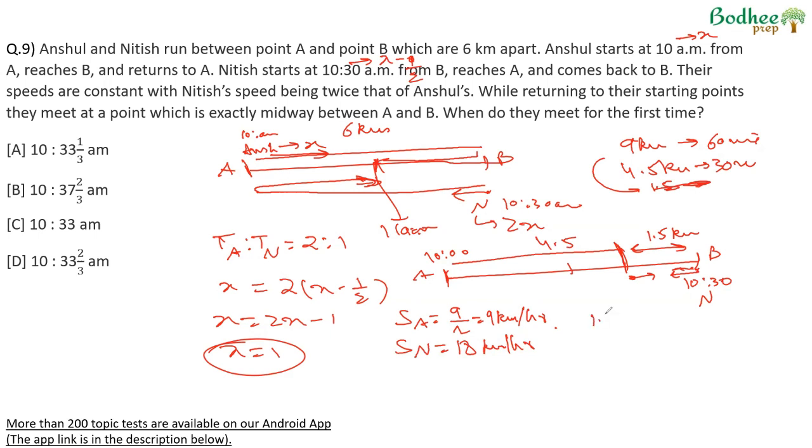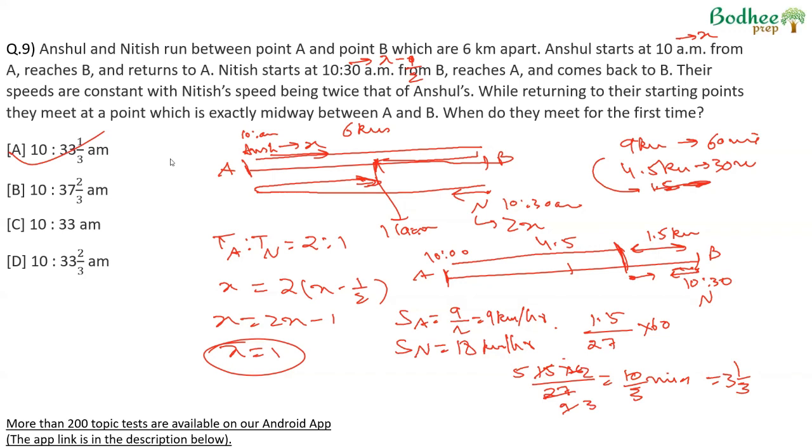So to cover a distance of 1.5 kilometers, the relative speed is 27, so the time is 1.5 on 27 hours. Multiply by 60, which becomes 15 into 6 by 27, which simplifies to 10 by 3 minutes. 10 by 3 is nothing but 3 1 by 3 minutes. So after 10:30, when Nitin starts, another 3 1 by 3 minutes is required. The first meeting will happen at 10:33 1 by 3 a.m.